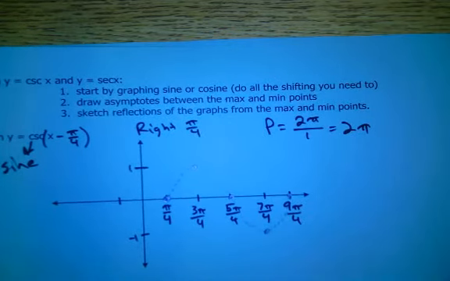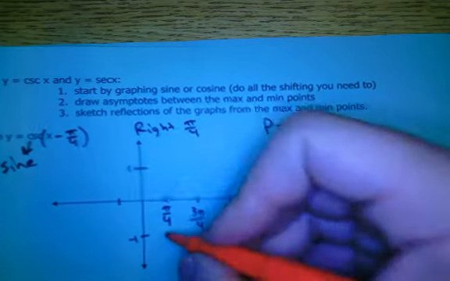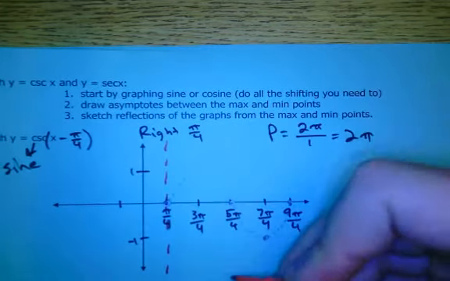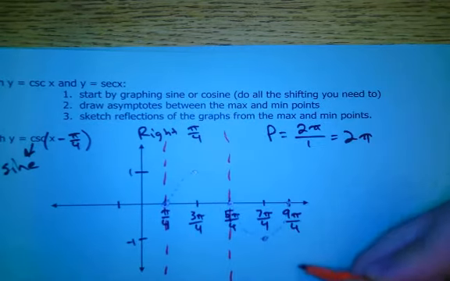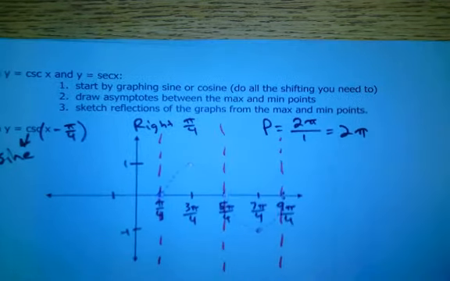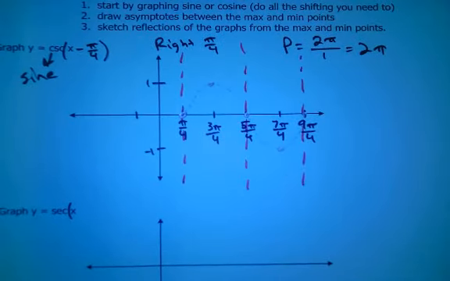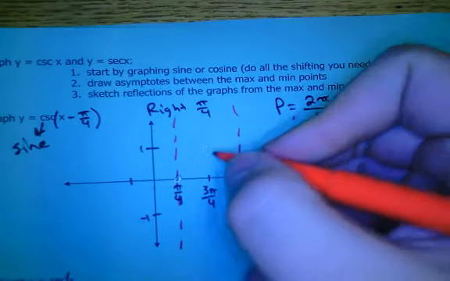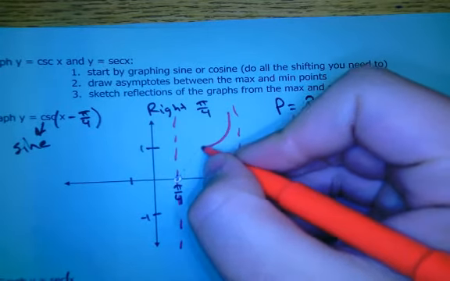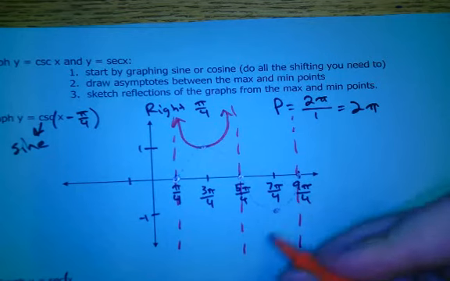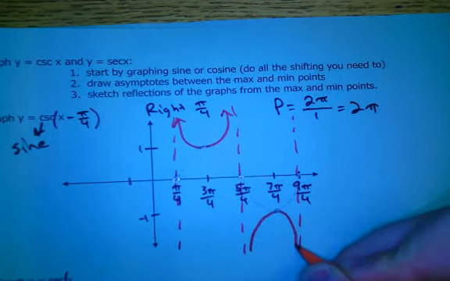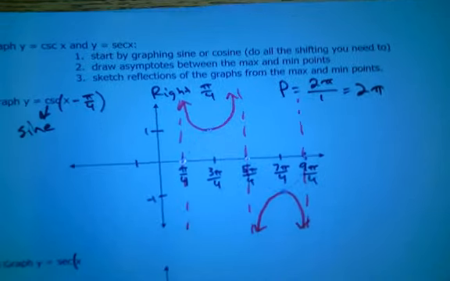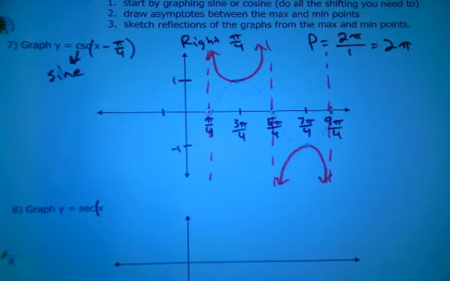What do I do at all my zeros here? They're all asymptotes. Okay, so at 3 pi over 4, what am I doing there? Having it go up. And then this one I'm having go down. We good?